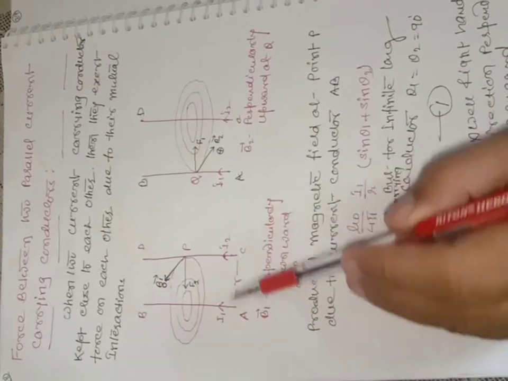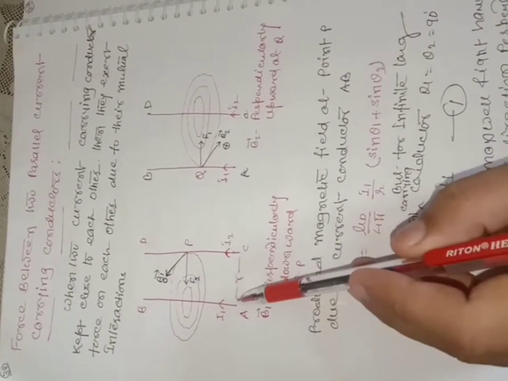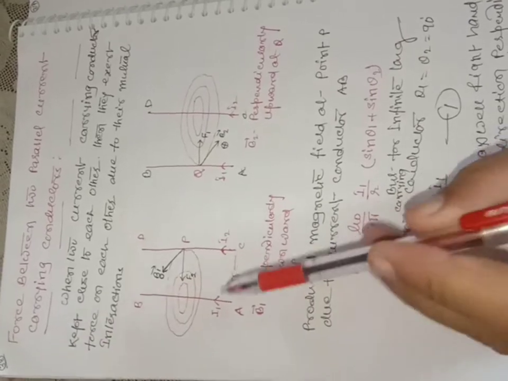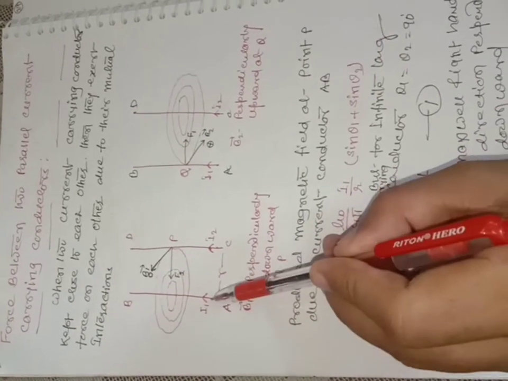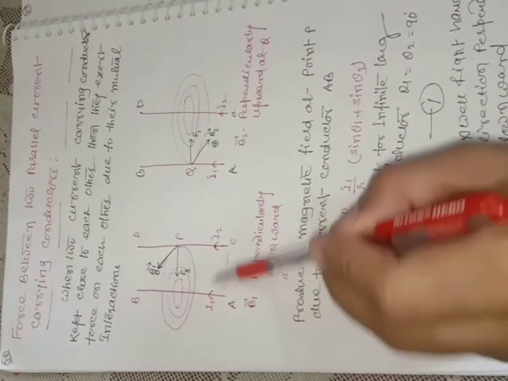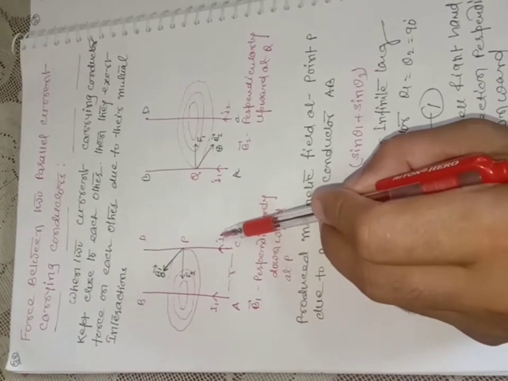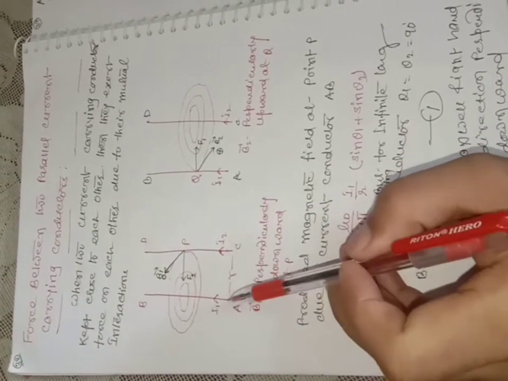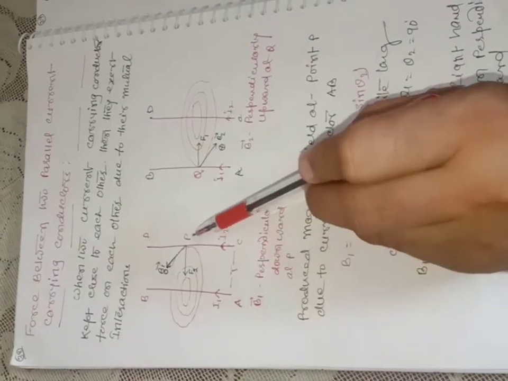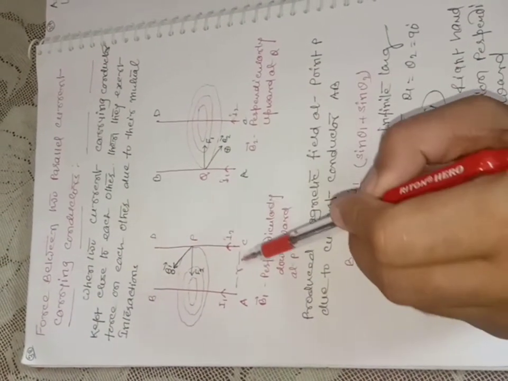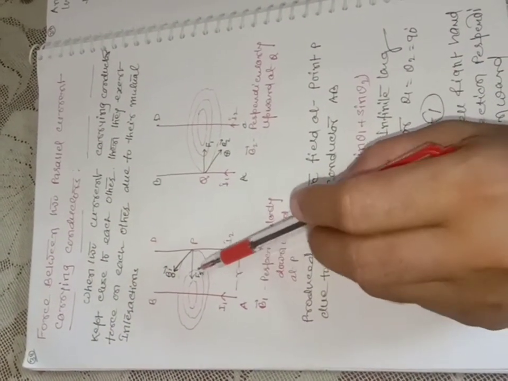They are kept parallel to each other in air or vacuum. The distance between them is r and the currents flowing through them are I1 and I2. Both will produce their own magnetic field. So first we have to find the magnetic field produced at point P, which is at a small distance r from the conductor.